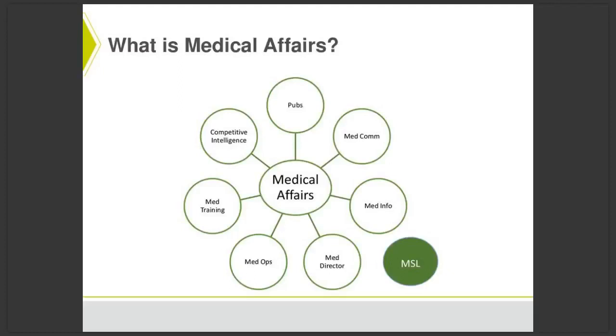In the past 25 years or so, continued regulatory pressure has shifted a number of commercial activities to people with medical expertise, and most often these people fall within the medical affairs groups.